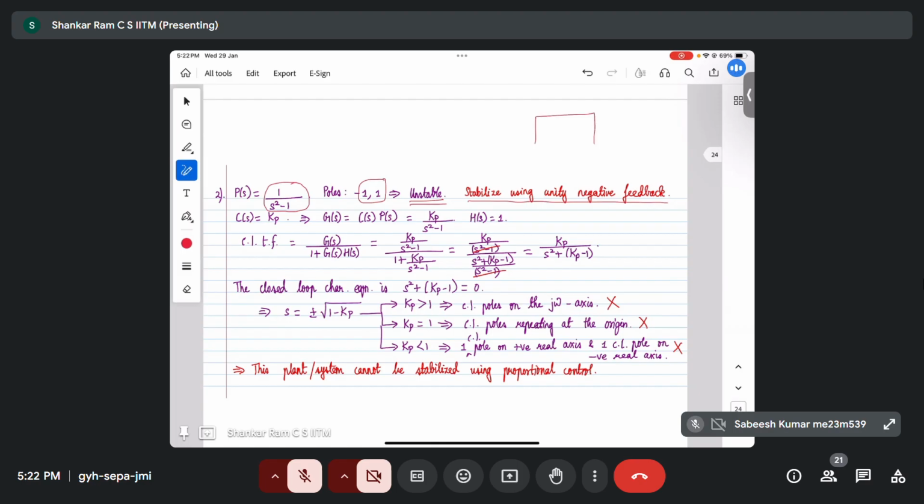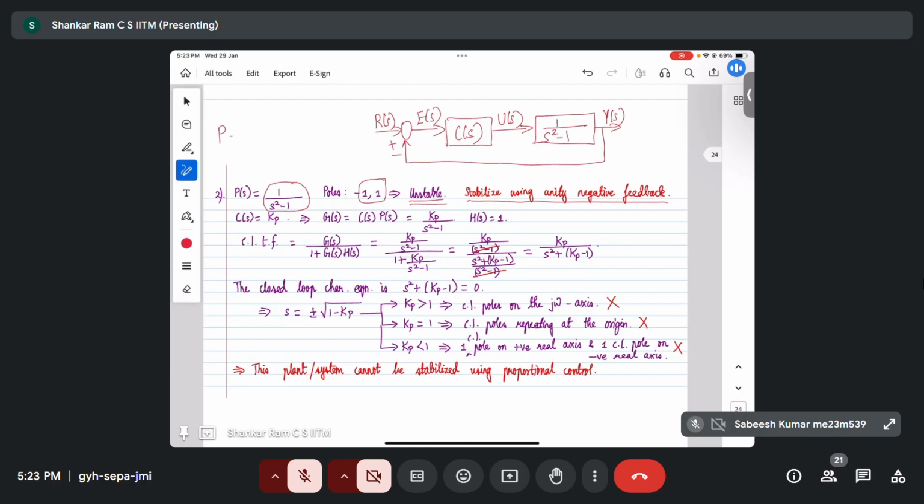Once again, the same block diagram, but now the only difference is that we have 1 by s squared minus 1 as the plant transfer function. And then we have the reference input. We have unity negative feedback, so the feedback path transfer function is 1. Then we have the error signal, and then we have the controller transfer function. As we discussed, by and large, it's based on experience, one starts with proportional control.